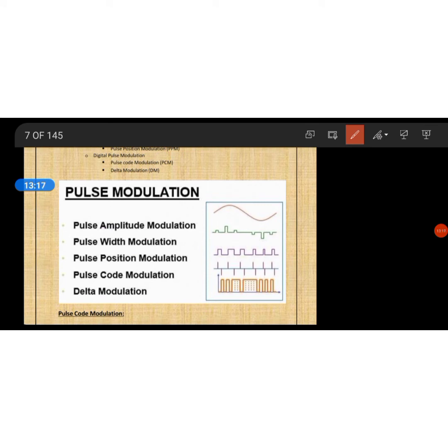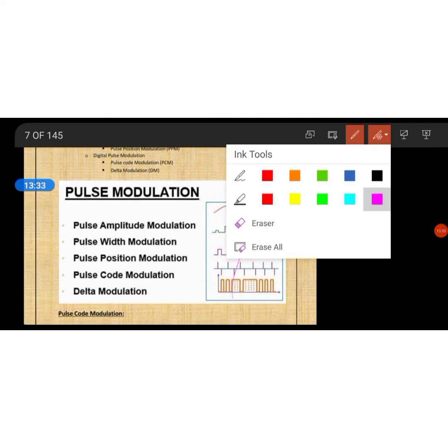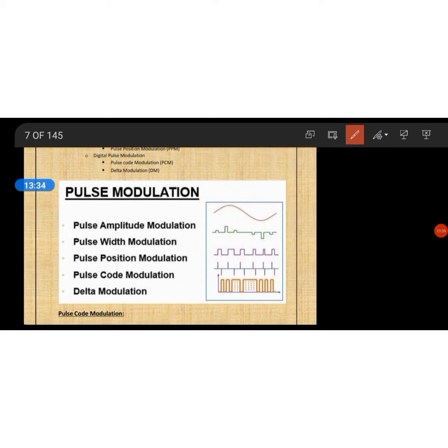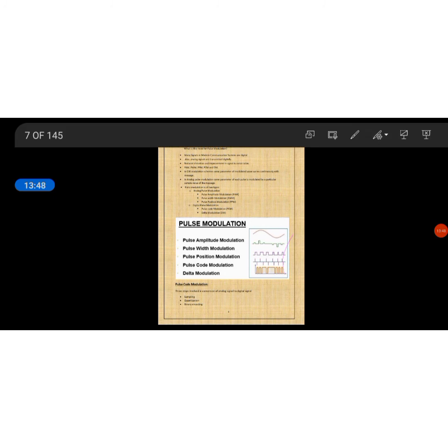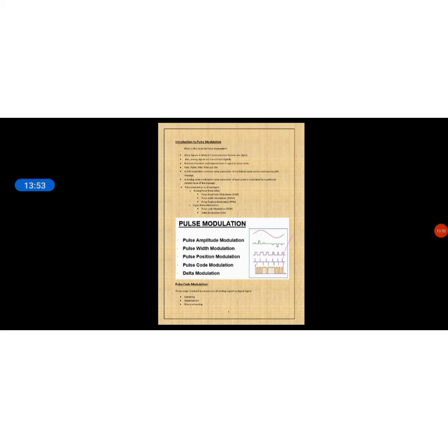The delta modulation concept will not be in your syllabus. But pulse code modulation is there. It is for 16 marks. So up to this, the introduction of pulse modulation is over. We'll be discussing the sampling theorem, and in detail the generation of pulse code modulation and demodulation.